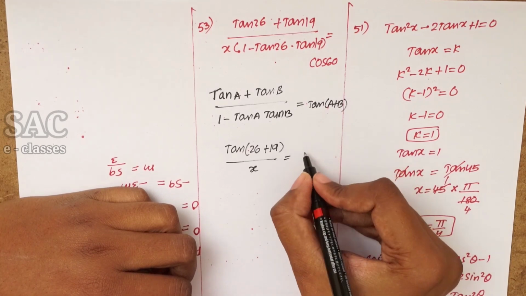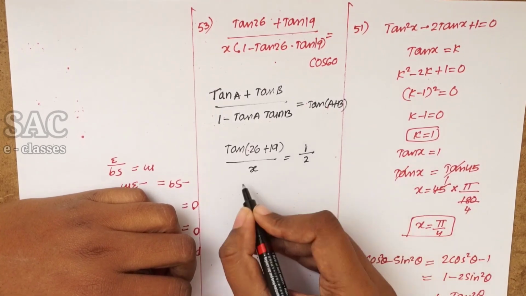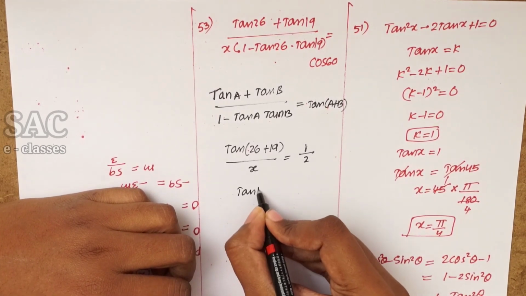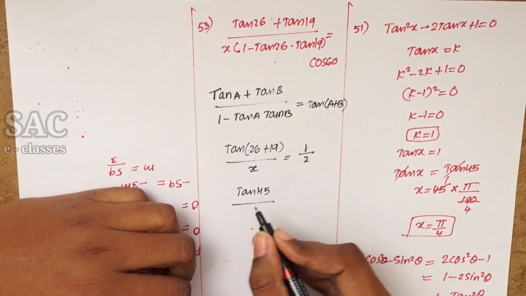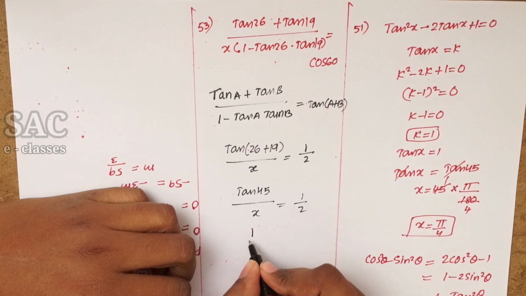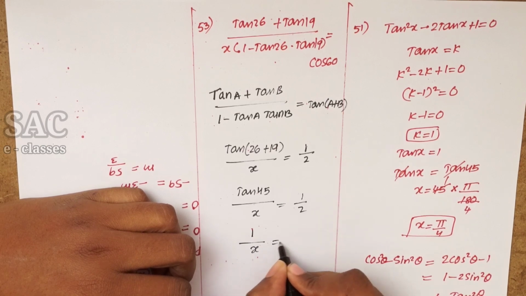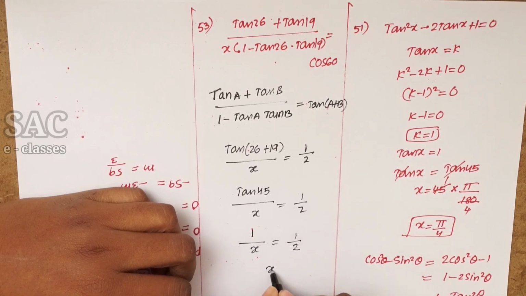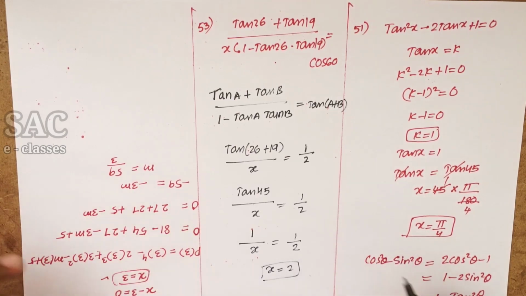Cos 60 value anyhow we know is 1 by 2. 26 plus 19 is 45, so tan 45 by x equals 1 by 2. You know that tan 45 value is 1. So 1 by x equals 1 by 2. Clearly x is equal to 2. Let's move to the next problem.